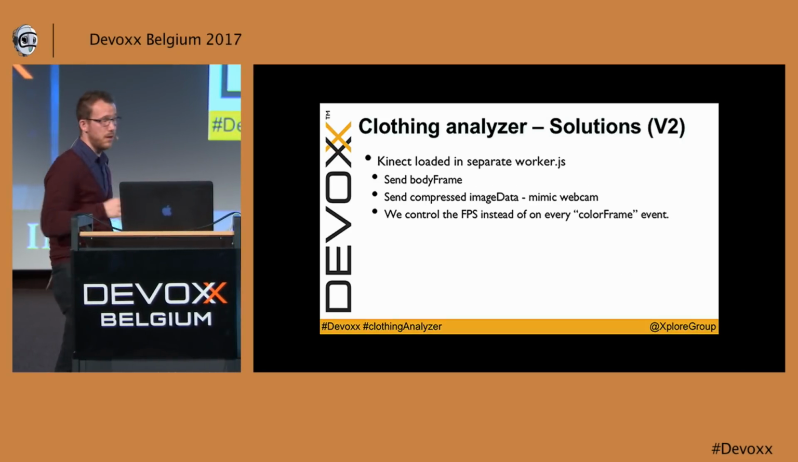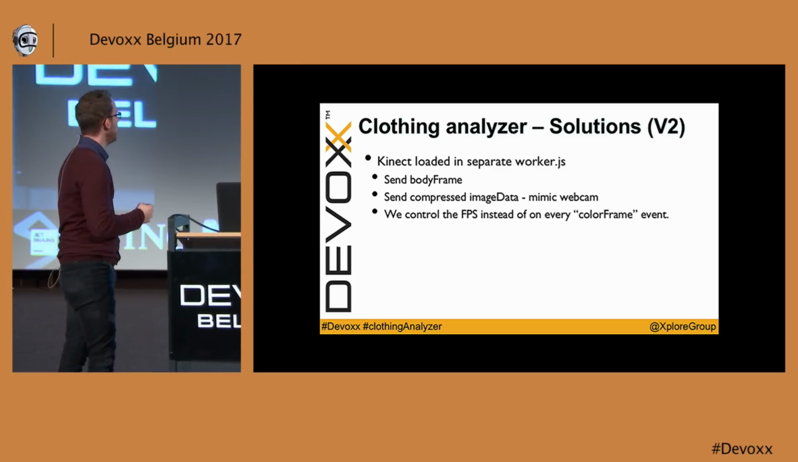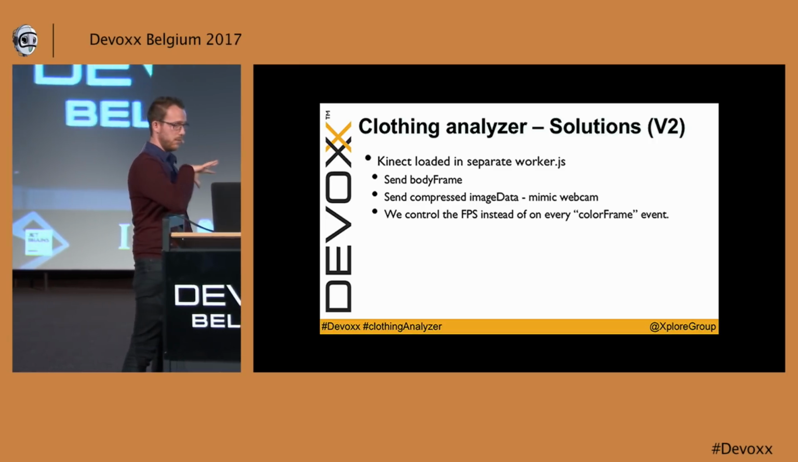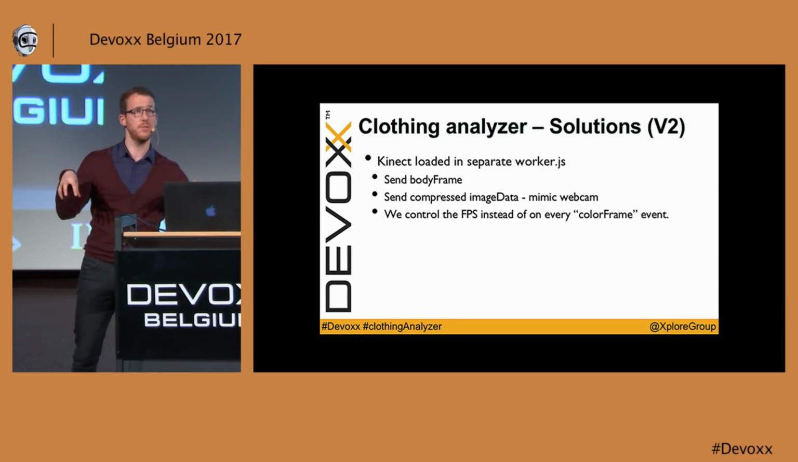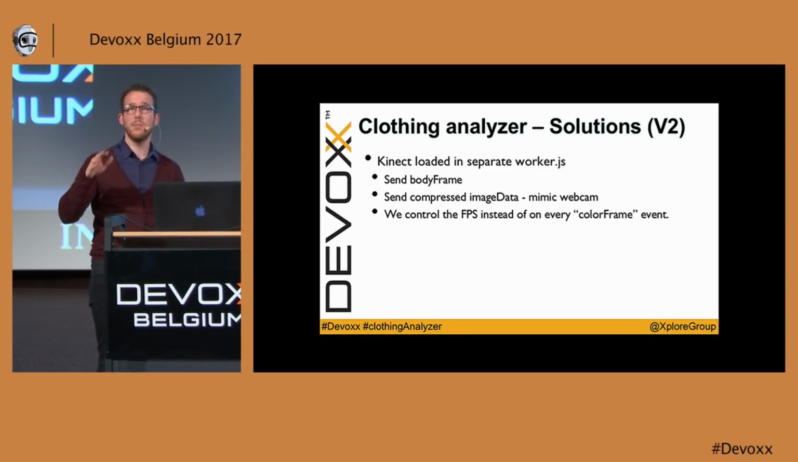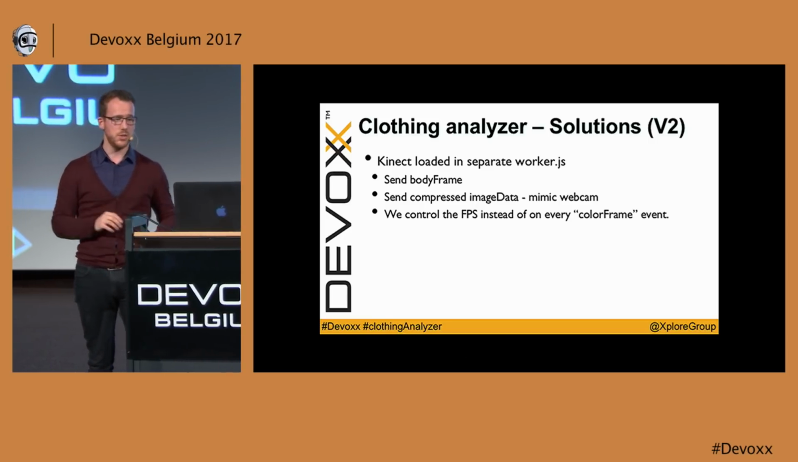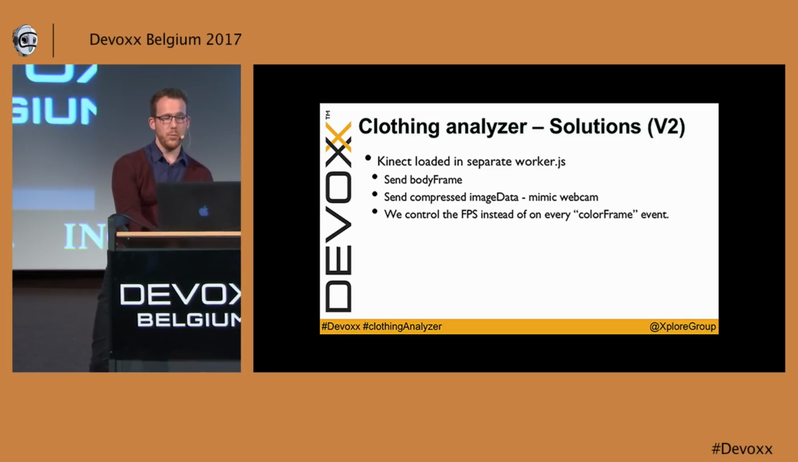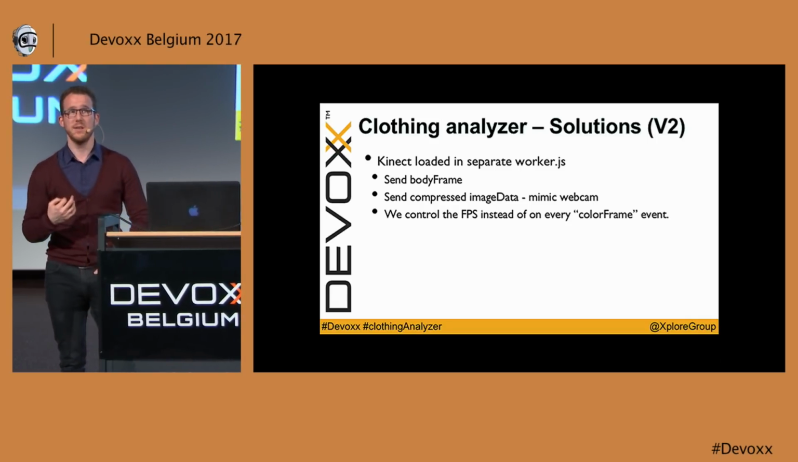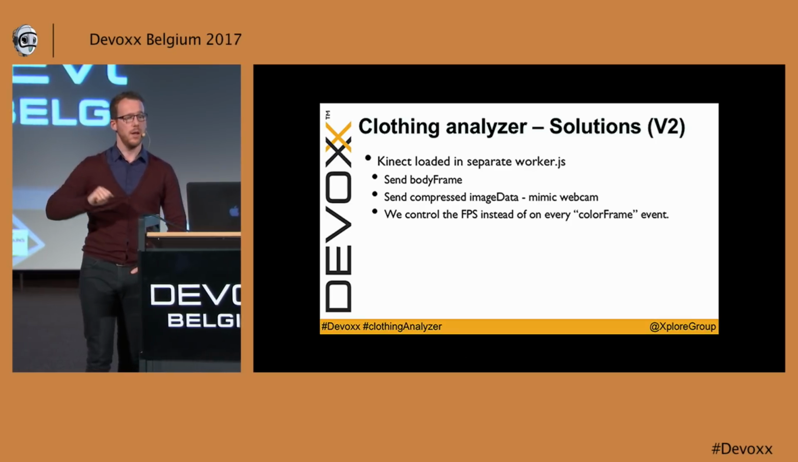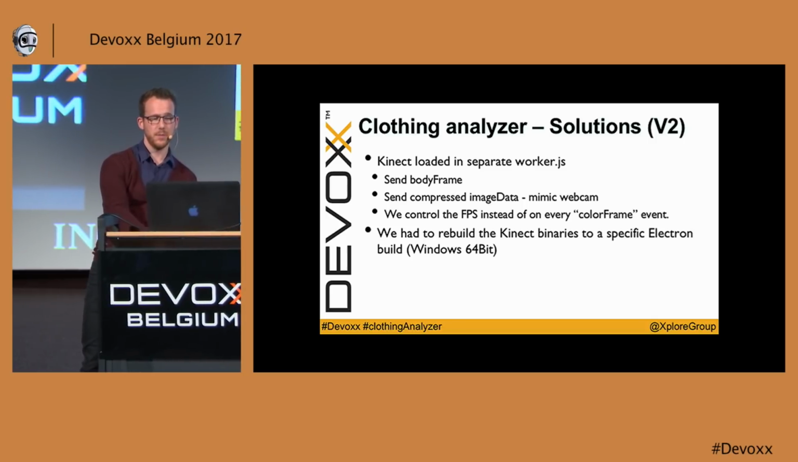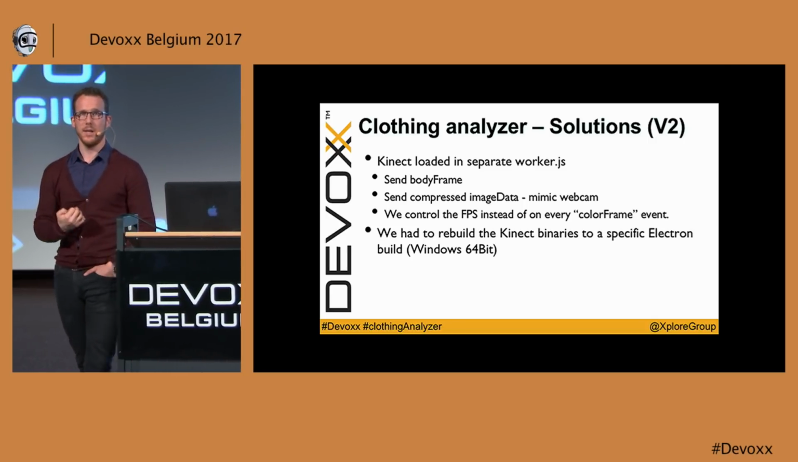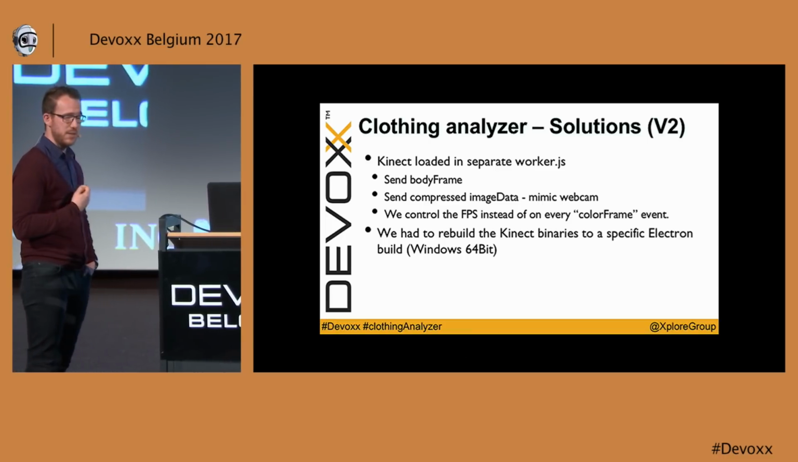But of course, we built a version 2. What we did was connect the Kinect to a separate worker JS, which was basically running on a different thread. It would still send the body frame information. We compressed the data image because it was full HD and too big. And we were in control of the frames per minute instead of actually running code every color frame or body frame event. So we were in charge. And we had to rebuild the Kinect libraries that we used to a specific Electron version.